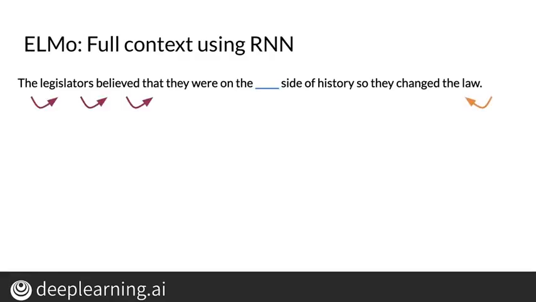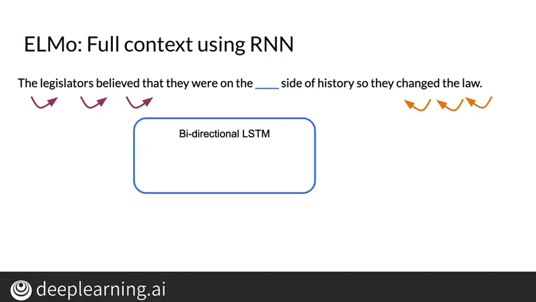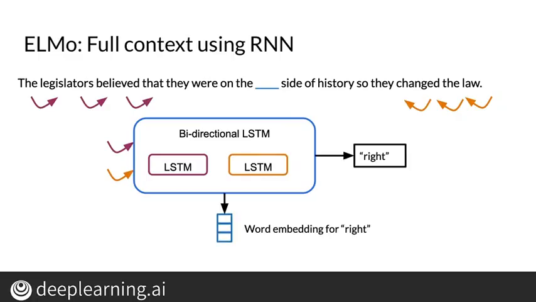So they would use an RNN from the right and from the left, and then they would have a bidirectional LSTM, which is a version of a recurrent neural network. So you feed both of them in, and then you can predict the central word, right. So that gives you the word embedding for the word, right.